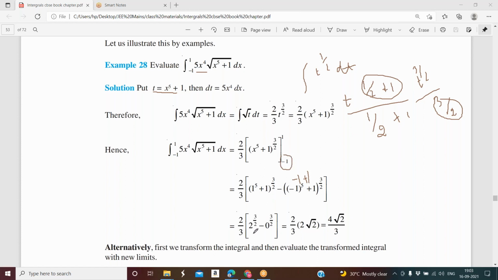So the leftover term is 2 to the power 3 by 2. So 2 by 3 into 2 to the power 3 by 2 can be written as 2 into square root of 2. 2 to the power 3 by 2 is 2 to the power half into 2 to the power 1, so this can be written as 2 into square root of 2. So what you are getting is 4 into square root of 2 by 3.